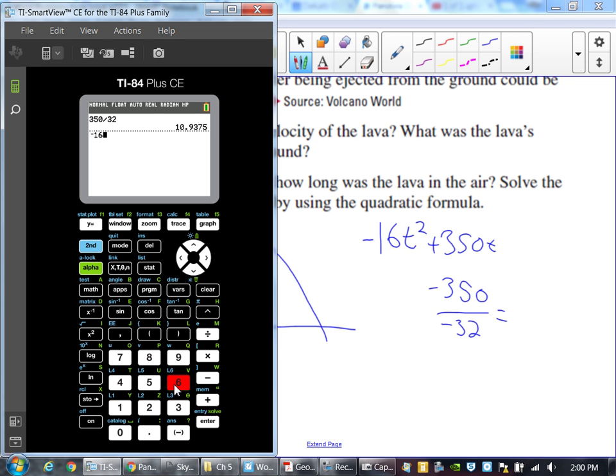Negative 16 parentheses, second answer. You guys ever use the answer button in a calculator? We use the answer button a lot in here. I use it all the time. It stores the last answer. I'm going to throw that in here because I know it's negative 16 times the answer squared, and then I add 350 times the answer. And this will give me my y-coordinate. So after about 11 seconds, the lava is now 1,914 feet up in the air.